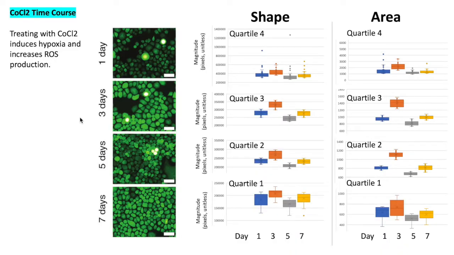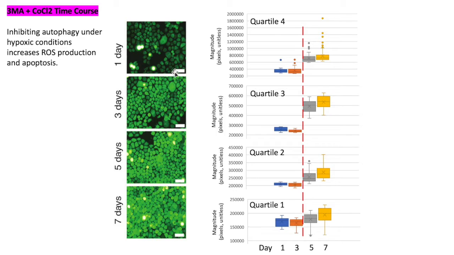We first looked at the cobalt chloride time course, and when we measure shape and area, we see that both capture very similar patterns across all 4 quartiles. Thus, nothing new here. However, when we measure shape in the double treatment time course, we found something very interesting. In the double treatment time course, we find a threshold effect when we measure shape via the LCPC transform. That is, after day 3, the shape index increases, and this increase is observed in all 4 quartiles.